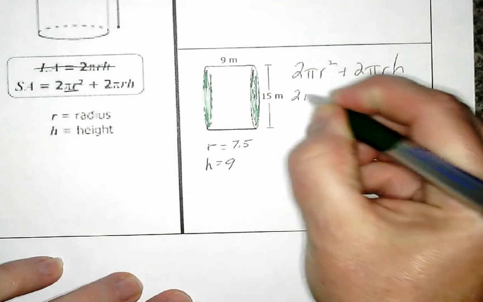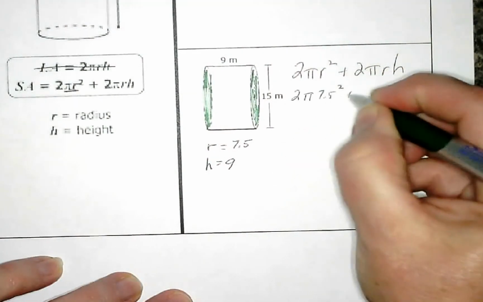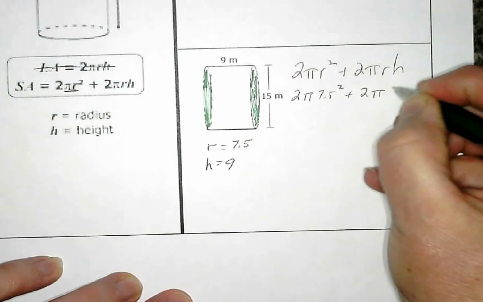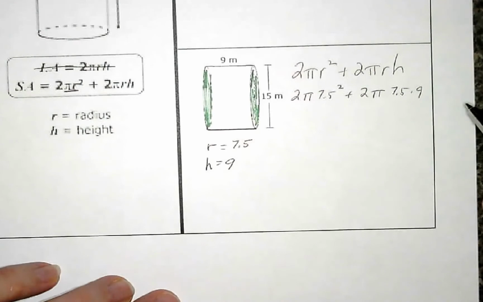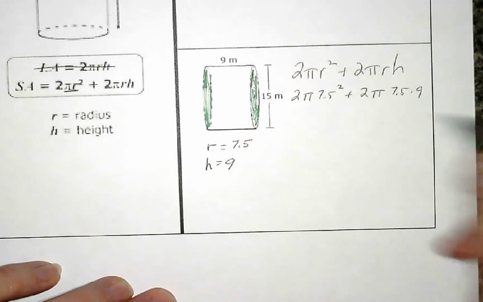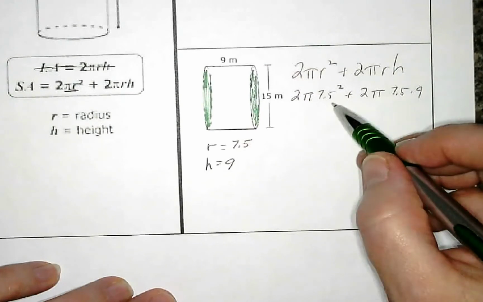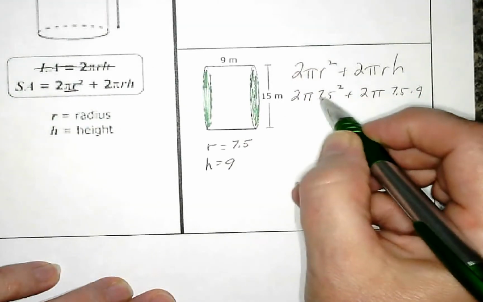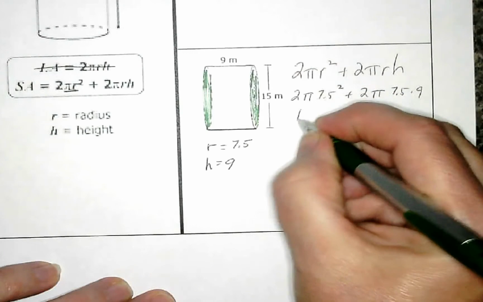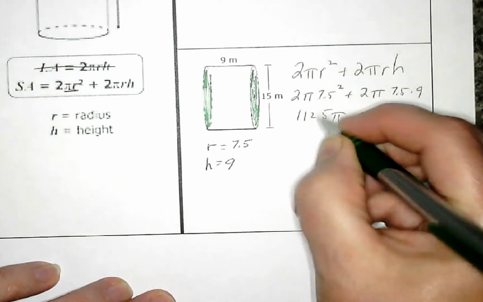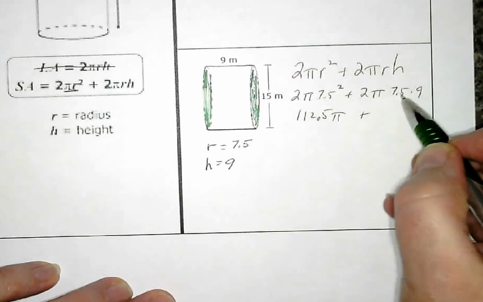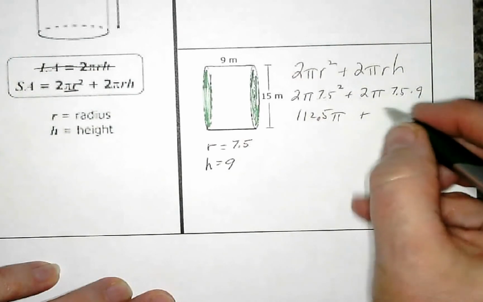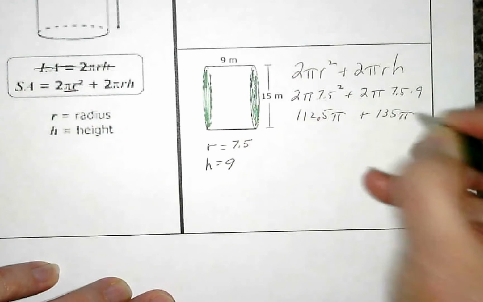So 2 pi 7.5 squared plus 2 pi times 7.5 times 9. This is where if you get lazy or just in a hurry that you're going to make mistakes, and there's really no reason to make mistakes because these are very easy to multiply out on your calculator. So 7.5 times 7.5 times 2 gives me 112.5. We're going to keep the pi with that. Multiply these 3 numbers here. 9 times 7.5 times 2. That's going to give me 135 pi.